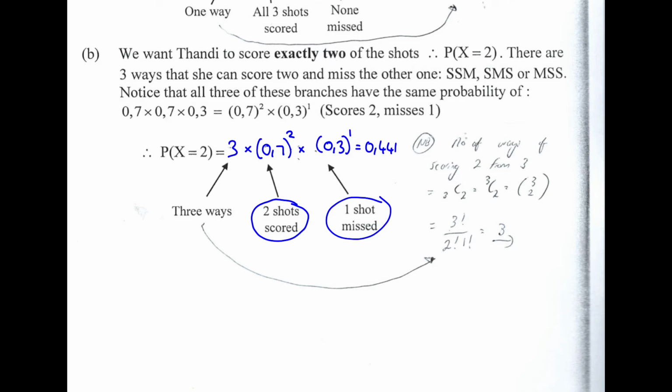So the chances that she's going to score twice and miss once are slightly higher than if she scores all 3 times. Now, that might not make sense to you because the probabilities that she scores are higher, but remember there's 3 different ways that she can score twice and miss once, where there was only one way that she could score all 3 times.